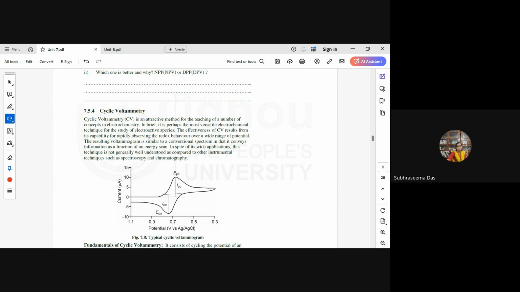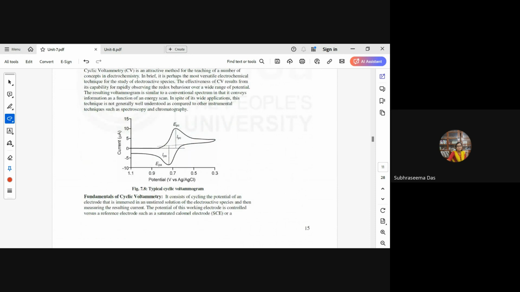In spite of its wide application, CV is sometimes not well understood compared to other techniques such as spectroscopy and chromatography. But still, CV is one of the most crucial techniques when we consider redox reactions. Figure 7.8 shows a typical cyclic voltammogram.